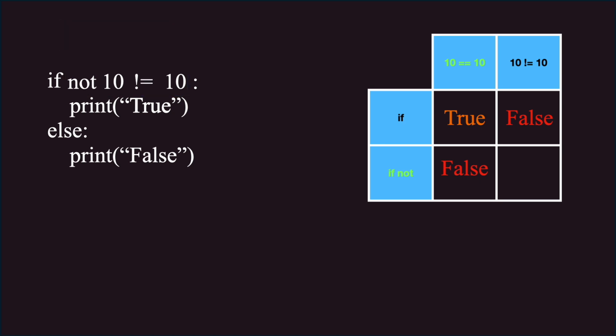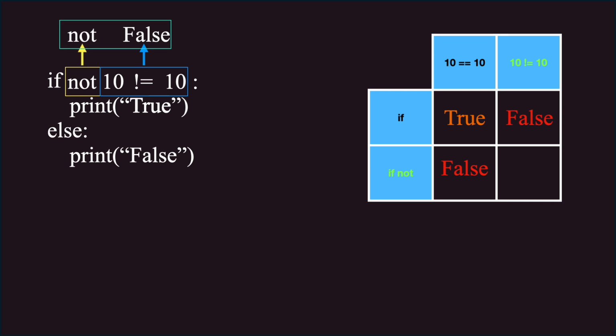For the last one, we have if not 10 does not equal 10. This is the one that sounds a little confusing. But again, we do the same steps. Check everything in the if statement. We have not 10 equals 10. We'll check the right side. 10 does not equal 10. We know this is false because 10 equals 10. And we have not in front of it.